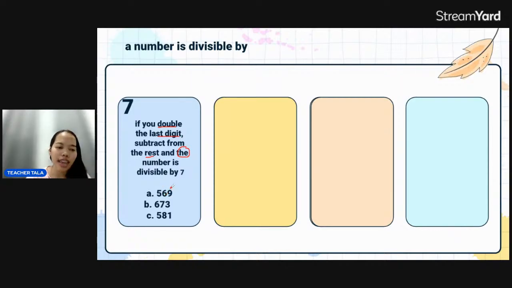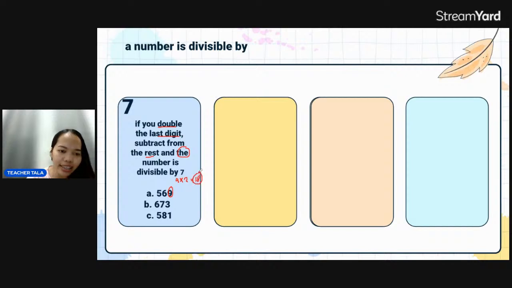Let's try letter A. So meaning if you double, you multiply it by 2. So 9 times 2. Wait. So that you won't get confused, we're going to really write 9 times 2. What do you call it? The product. Oh, the product. 9 times 2. So that's 18.